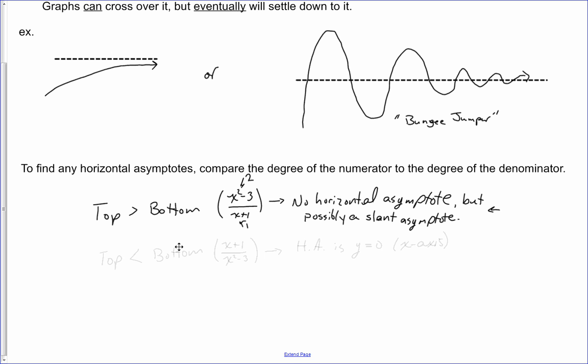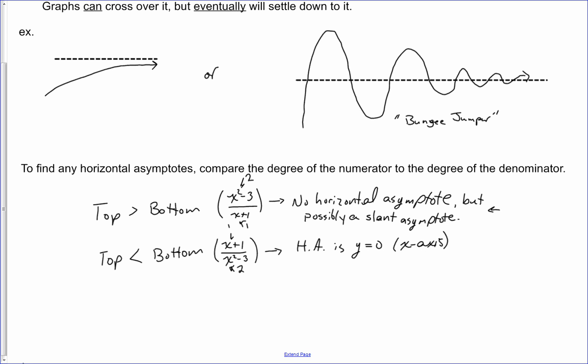The next case is if the top is less than the bottom. So what I did here is I just took this fraction and turned it upside down. Now the degree of the top is 1 and the degree of the bottom is 2. So since the degree of the top is less than the degree of the bottom, this function is going to have a horizontal asymptote at y equals 0, or the x-axis.